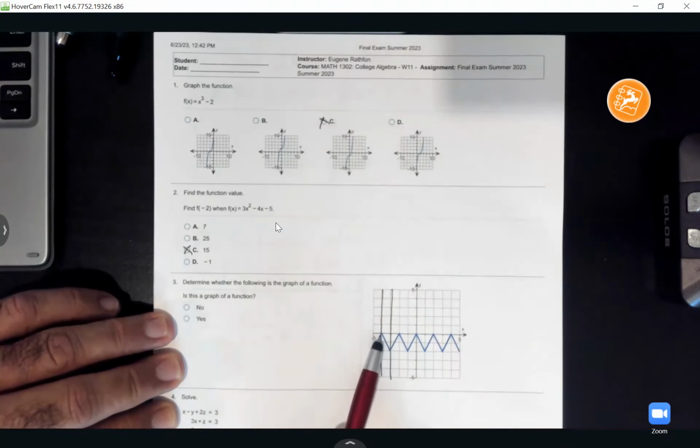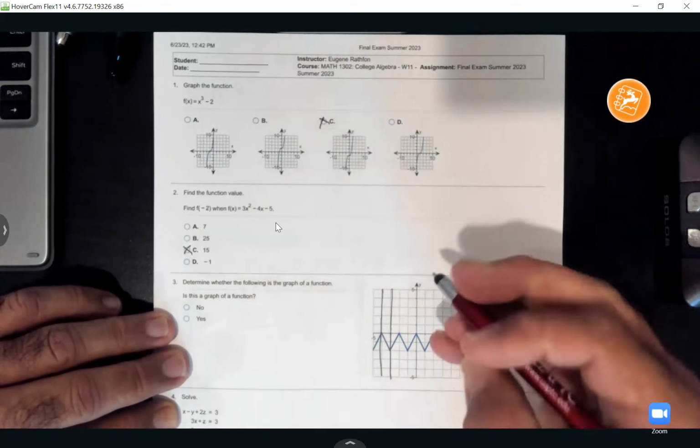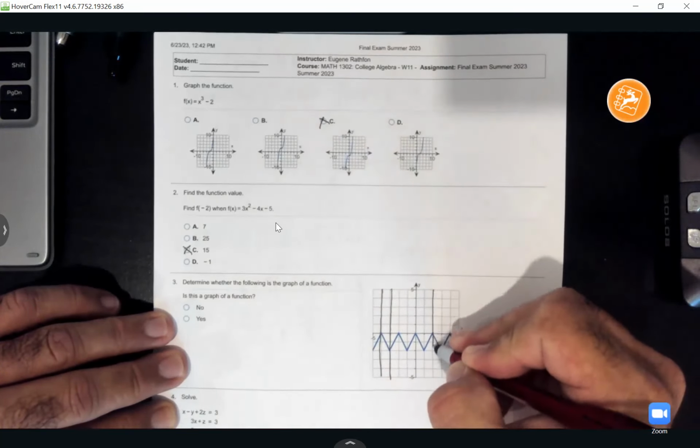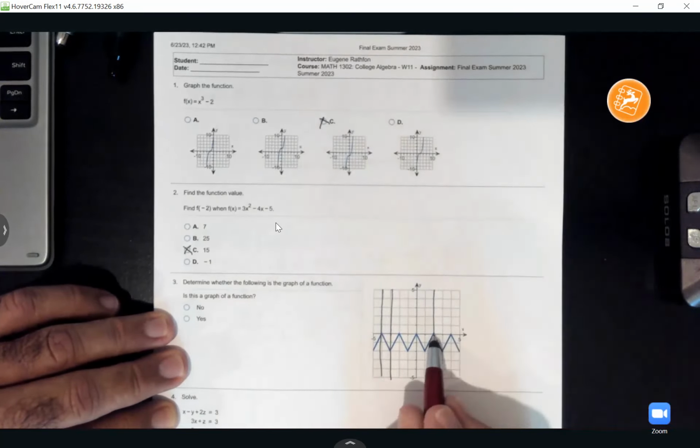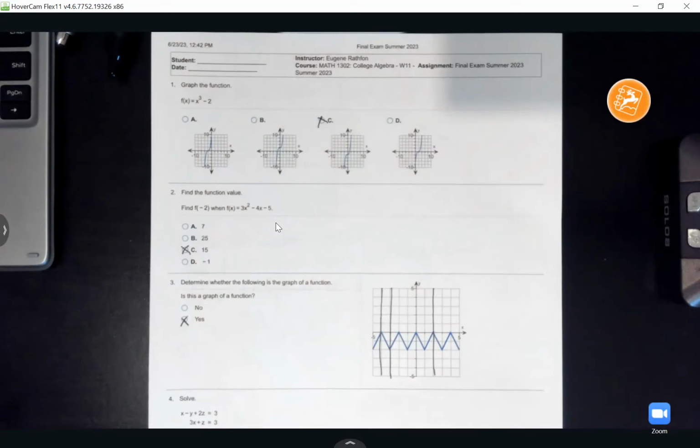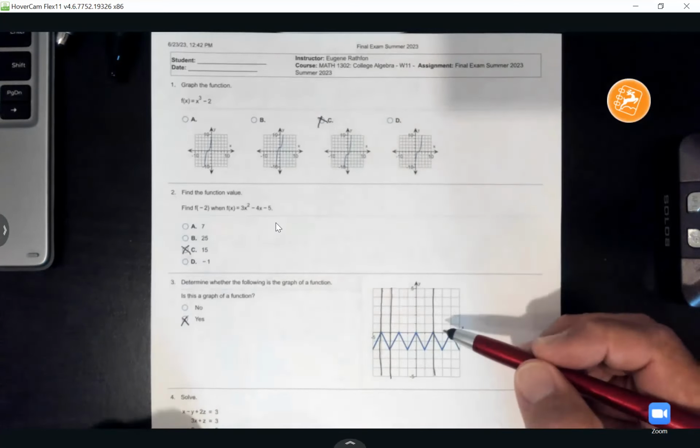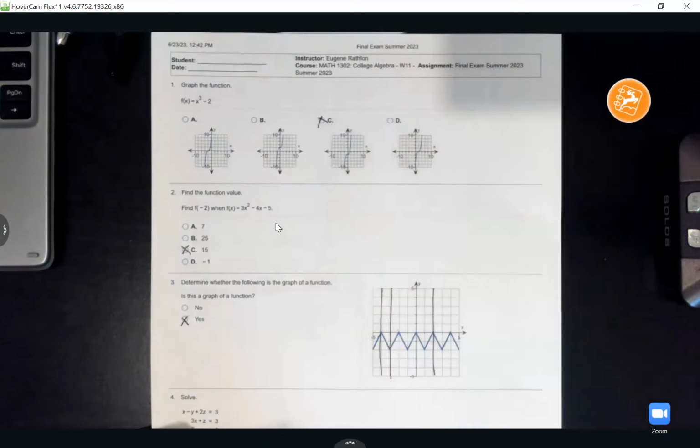So this vertical line only intersects it once. This vertical line intersects it once. Looks like no matter where I draw a vertical line, it's only going to intersect that graph one time. So since it only intersects my graph anywhere at the most one time, this would be yes, a function. Remember, to not be a function, it's got to intersect that graph 2 or more times, okay? So just draw your vertical lines. Make sure it only intersects it anywhere on here one time, okay?